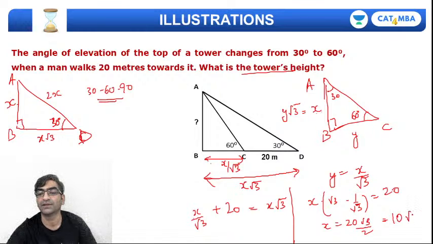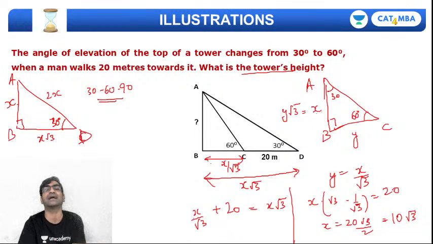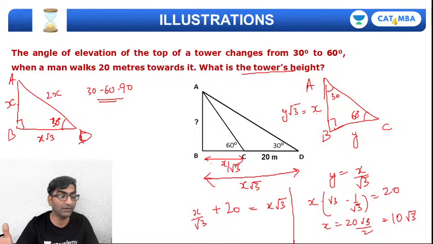That's 10 root 3. So if the man has walked 20 meters towards the tower and observes these angles, clearly the tower's height is going to be 10 times root 3. Right? Very, very simple approach. I hope you guys like this approach. I would really recommend that you practice plenty of questions with this, maybe 4 or 5 questions, before you get a hang of how to use the ratios themselves and don't make mistakes. But trust me, this method will definitely save you 30 seconds, if not more, when you are solving these kinds of problems.